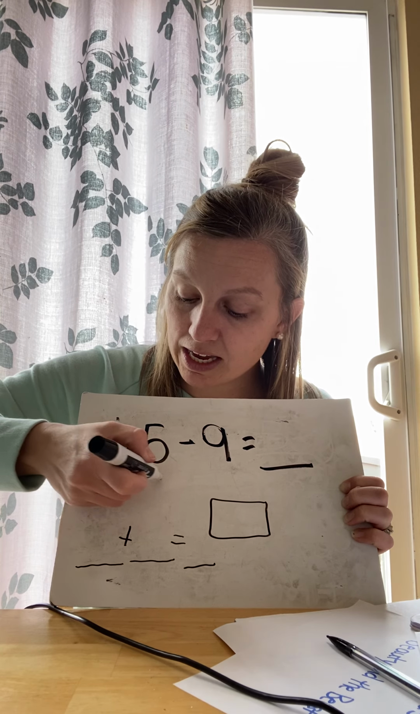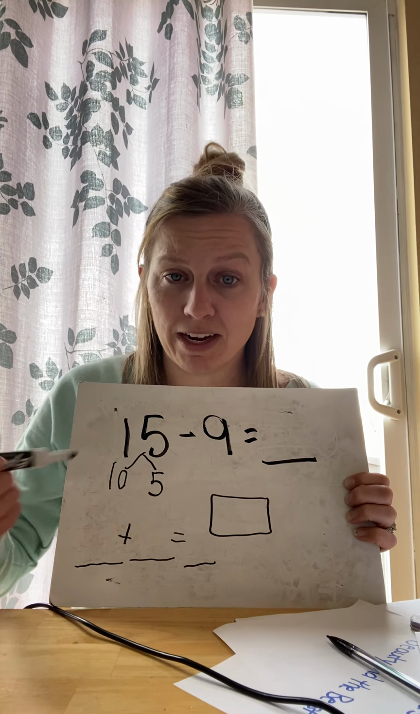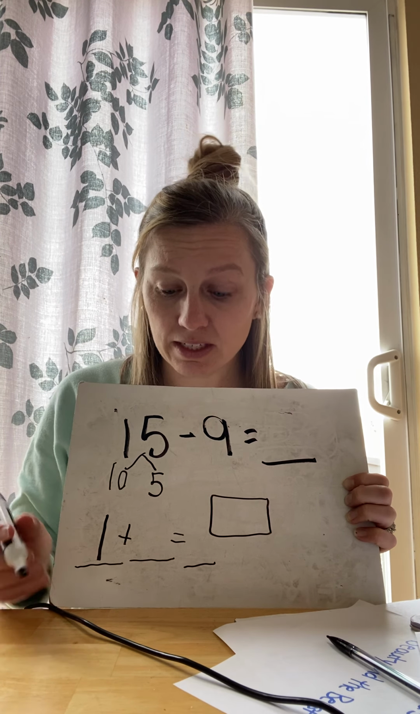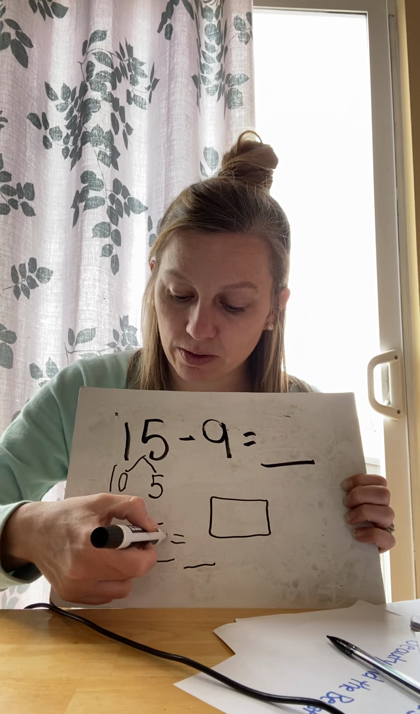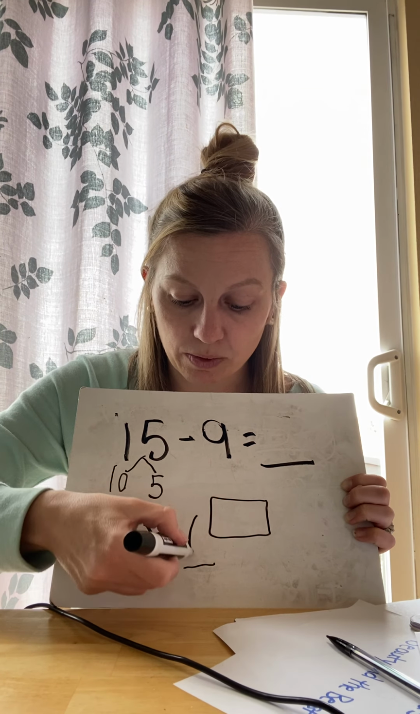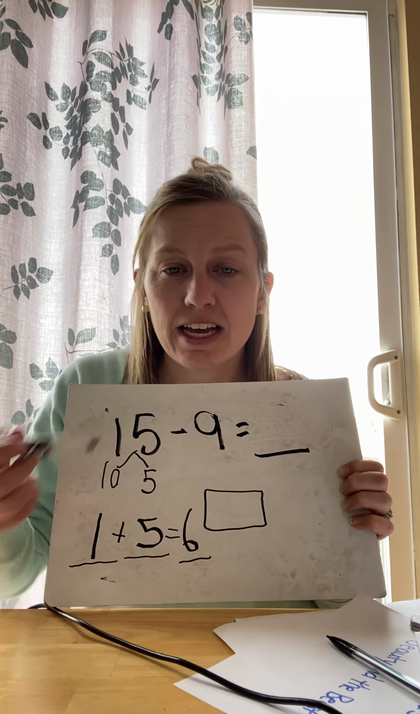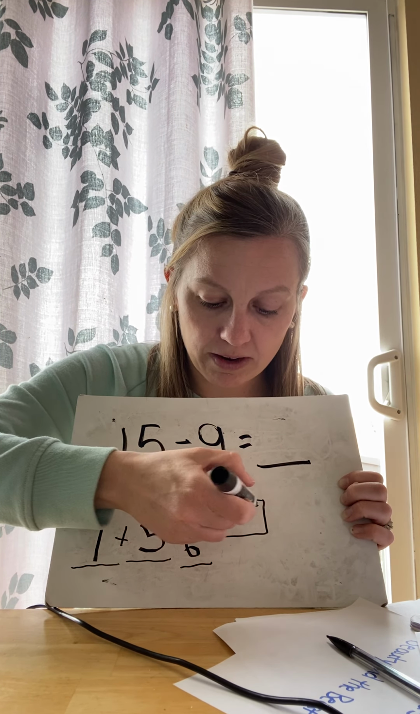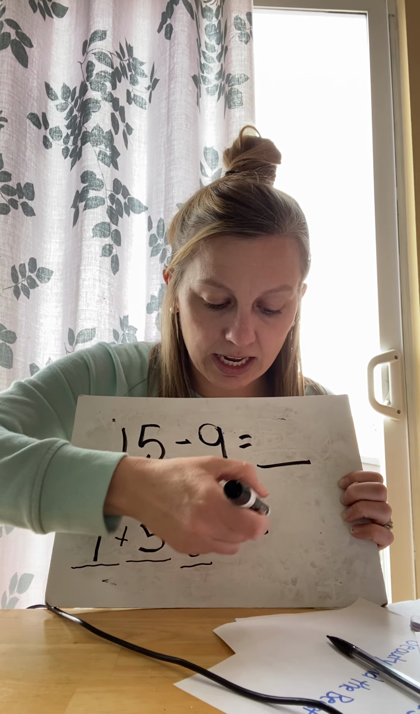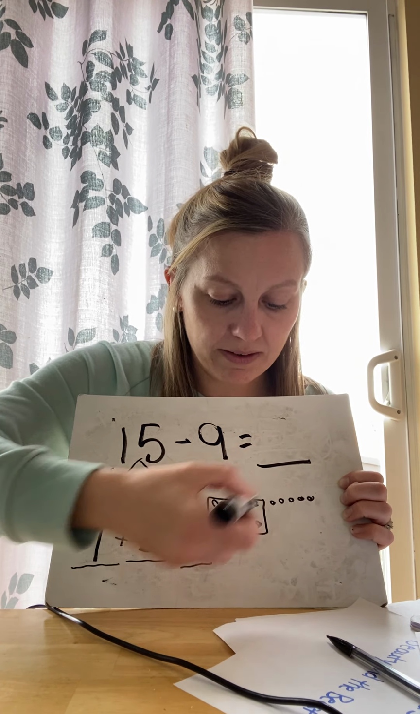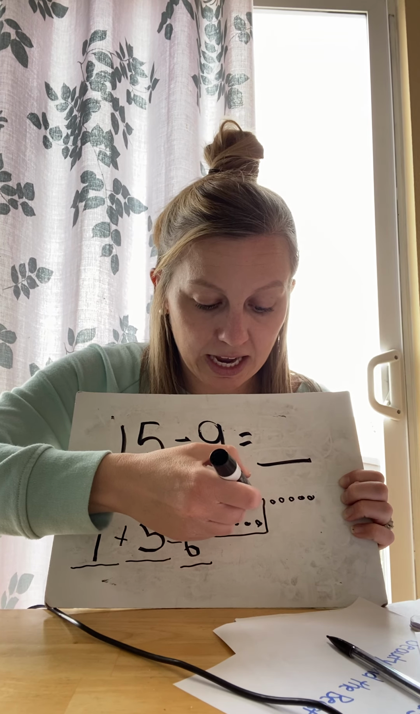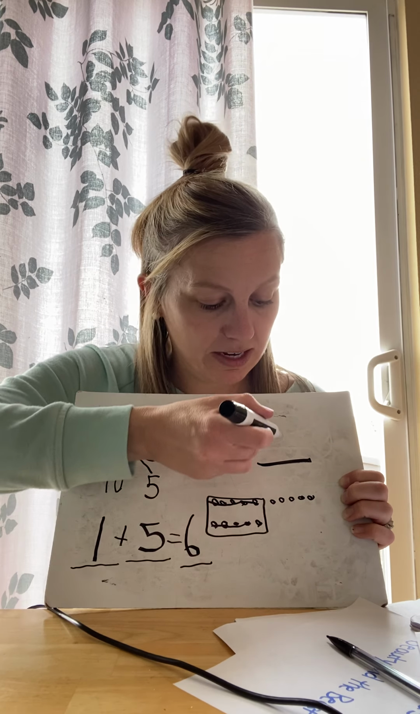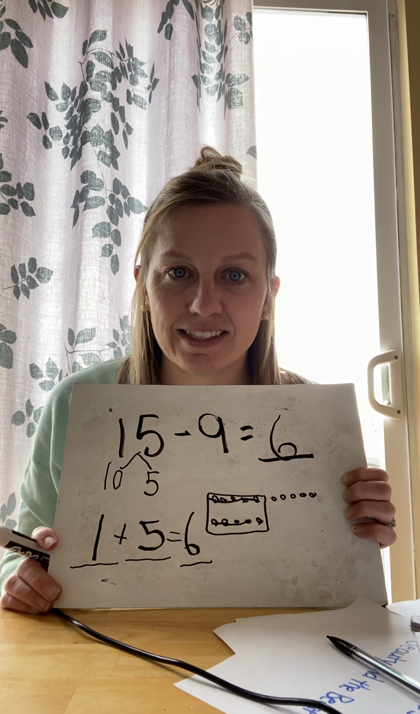Decompose for 10, 5. If I take 9 away from my 10, I know I have only 1 left over. My number that I did not use was 5, so I'll add it back. 1 plus 5 equals 6. The drawing is much easier, so I'm going to draw my 10, 5. 1, 2, 3, 4, 5, 6, 7, 8, 9, 10. 1, 2, 3, 4, 5. 10, 5. Take my 9 away from the 10, and I know I only have 1 left over. 1 plus 5 equals 6.